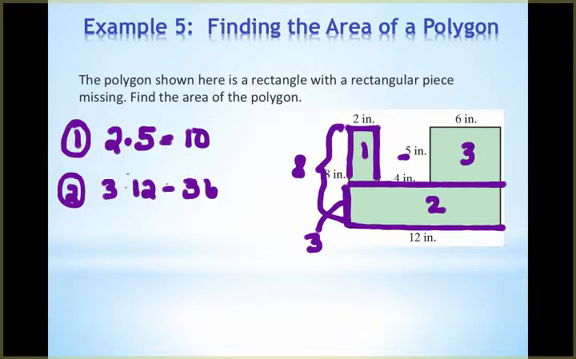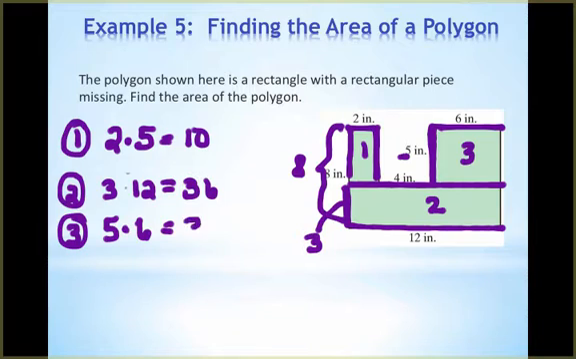which is 36. And then rectangle 3 is actually the easiest one to find because you know the length and the width. It's a 5 by 6, which is 30. And now if I add all that together, I get 76 square inches. Notice that both of those do give you the same answer.